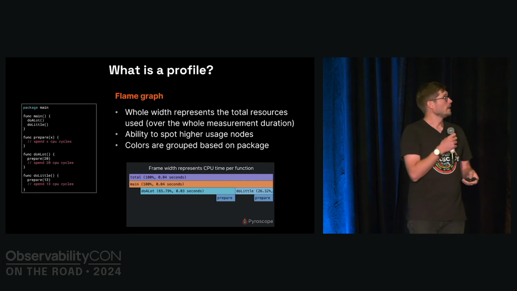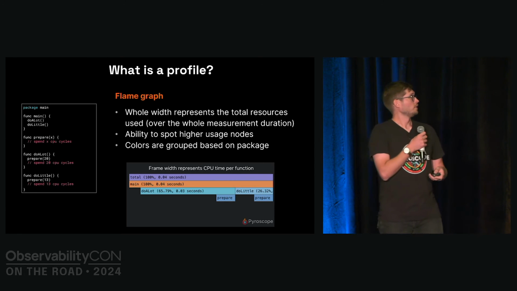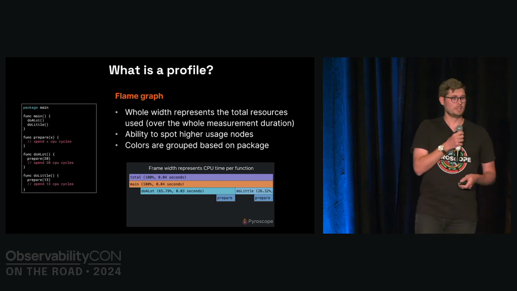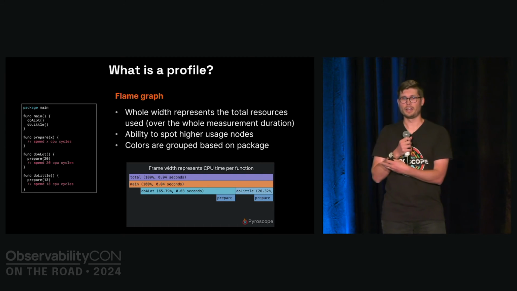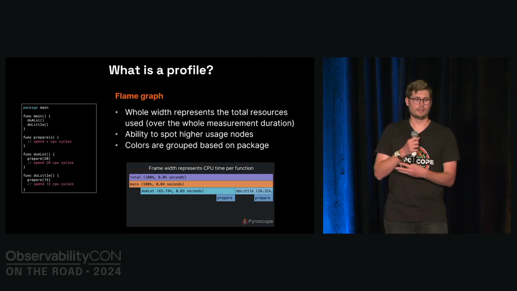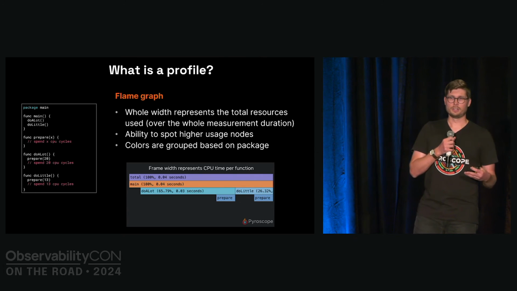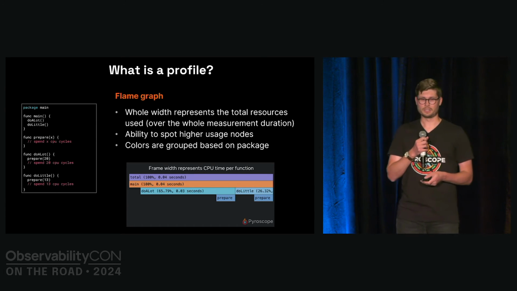And so here we have a sample program which has two functions, do a lot and do little. We've profiled this, and we have this corresponding flame graph, which we can look at and observe that the do a lot function is consuming 65% of the total CPU usage, and the do little function is only consuming 26%.